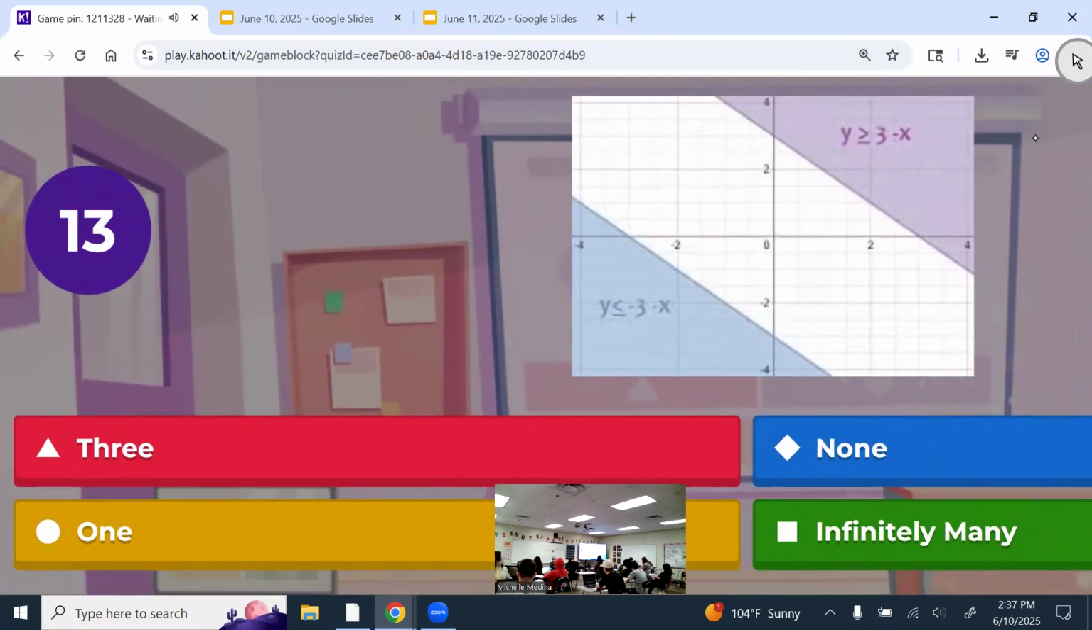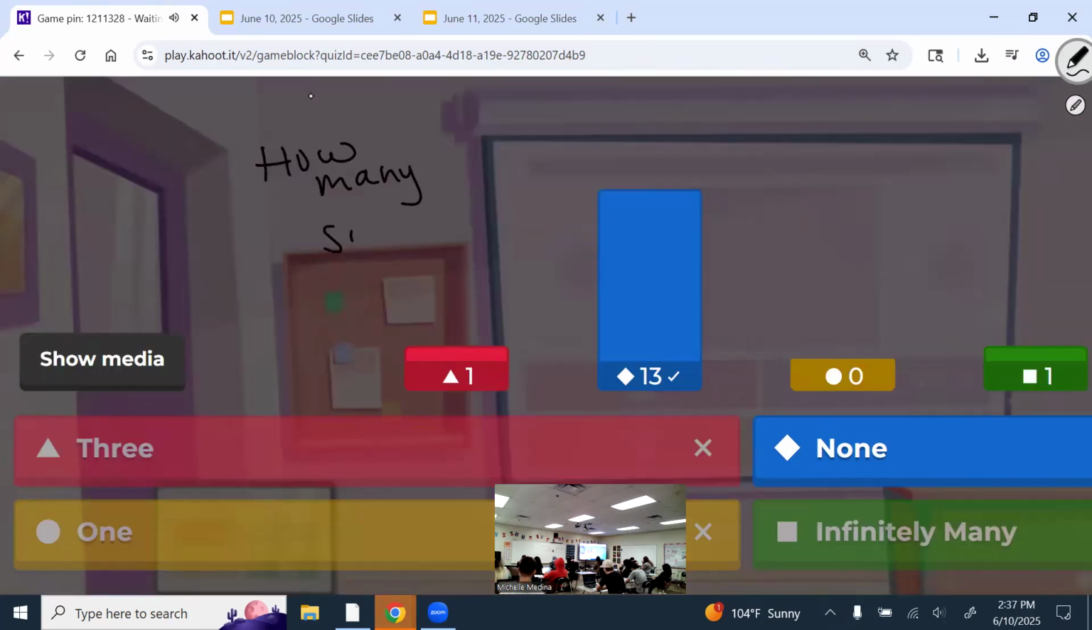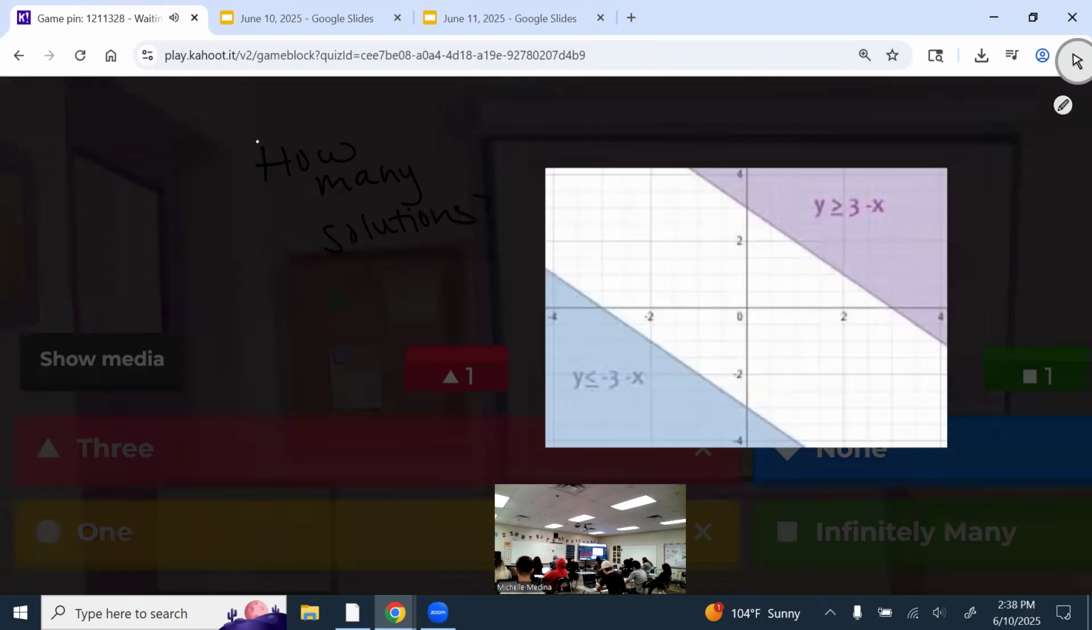How many solutions is the question? Okay, almost 100% accuracy. So we talked about solutions for systems of inequalities. You should hopefully have it on your notes already for your little grid paper. It's where the shading overlaps. Do you see any overlapping shading?